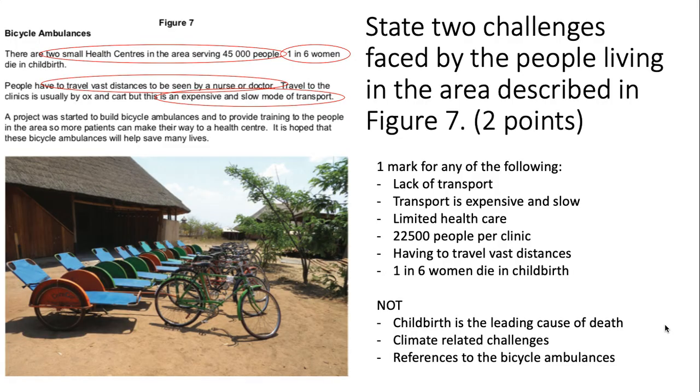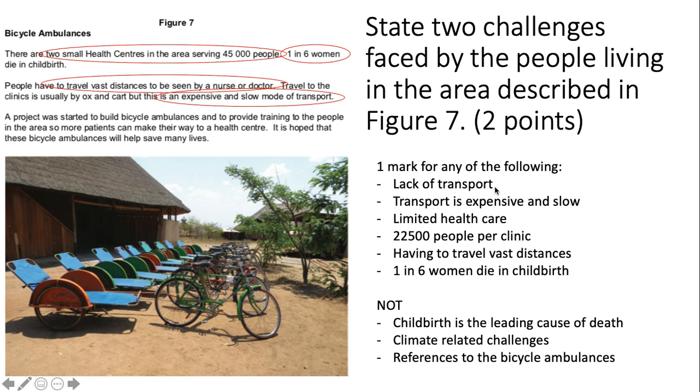State 2 challenges faced by people living in the area described in Figure 7. So, apologies for those that this didn't load or it was too small for. It seemed very hit and miss. But for this one, you got 1 mark for mentioning any of the following, and I've circled the 4 in the text that you should have been looking for.